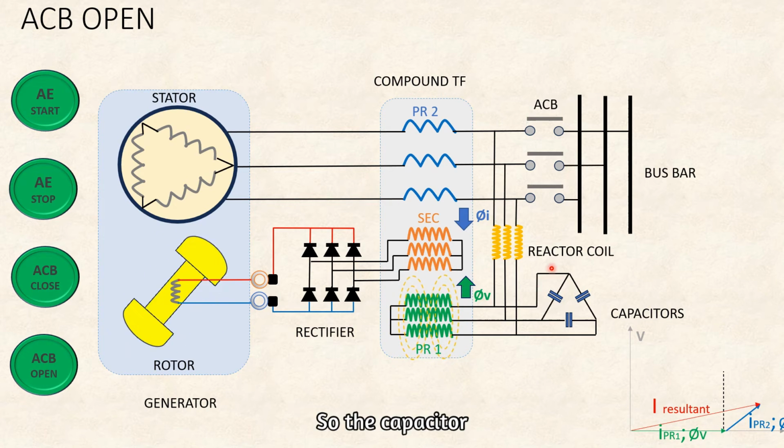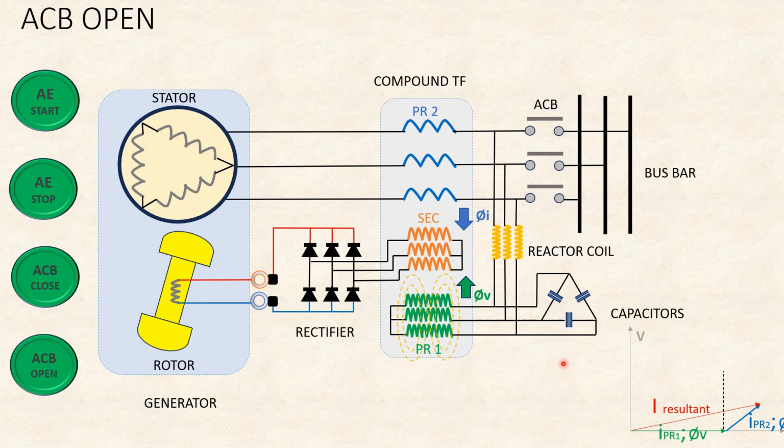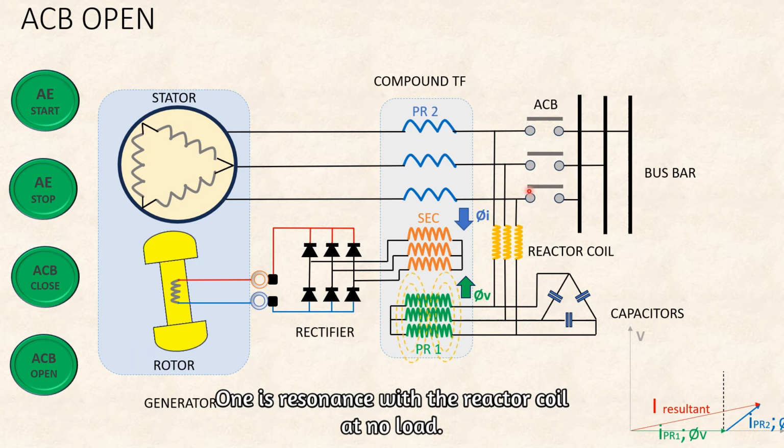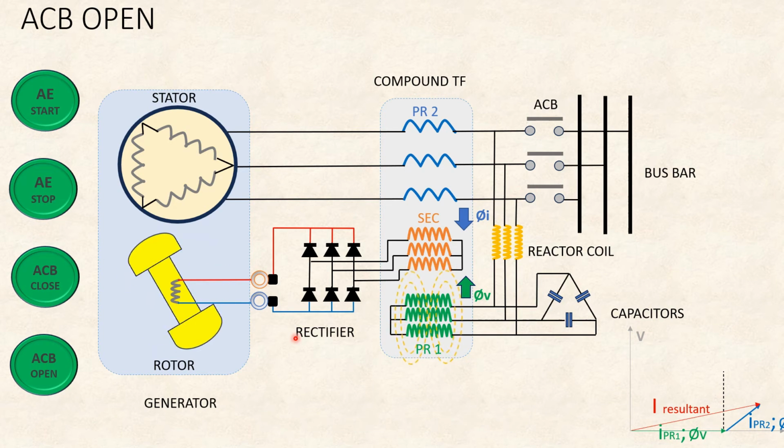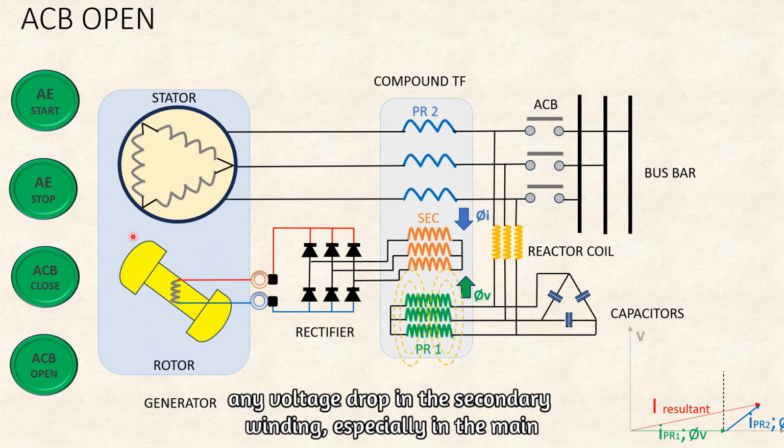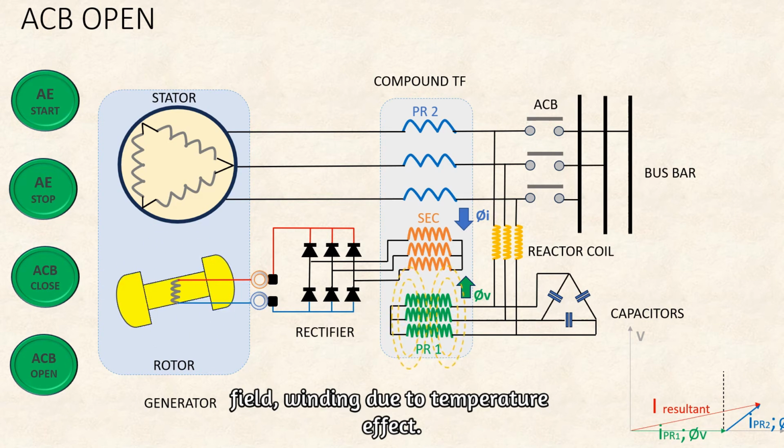So the capacitor serves two main purposes. One is resonance with the reactor coil at no load. The other one is to compensate any voltage drop in the secondary winding, especially in the main field winding, due to temperature effect.